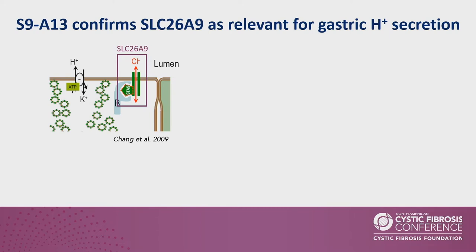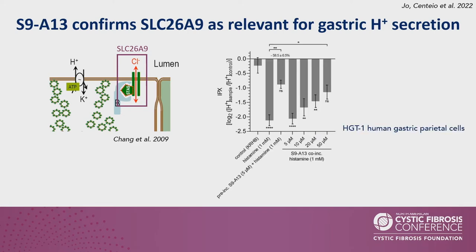We made use of the gastric parietal cell system, where SLC has been previously reported to have a chloride secretory function. And this chloride secreted by SLC was proposed to work as a counter ion for the proton secretion and allow for gastric acid production and secretion in the stomach. And so our collaborators made use of this HGT1 human gastric parietal cell system, and they measured the histamine-mediated proton release. When they pre-incubated with the S9A13 inhibitor, we in fact observed an inhibition of the proton secretion. And this was also evident in co-incubation with the inhibitor at high concentrations of the drug.